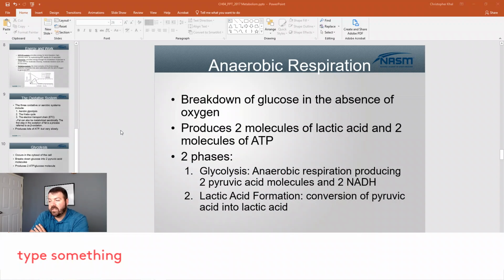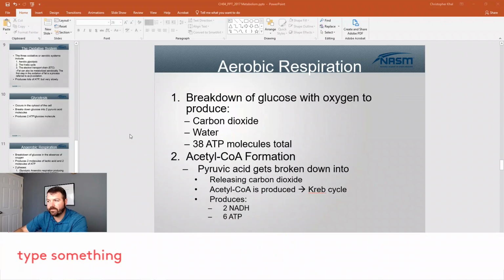The next phase is the lactic acid formation, the conversion of pyruvic acid into lactic acid. This is where you get your lactic acid accumulation.